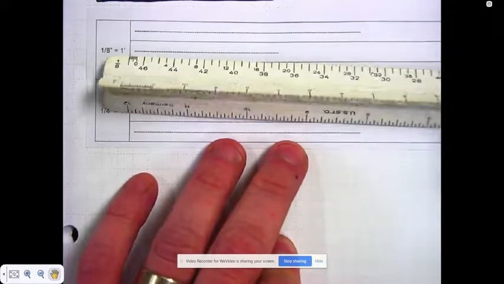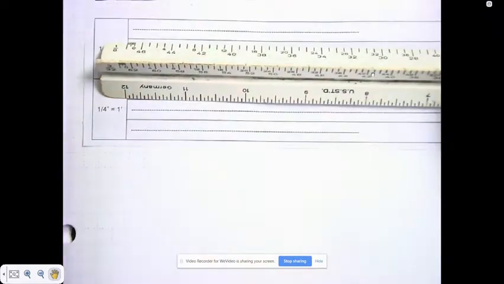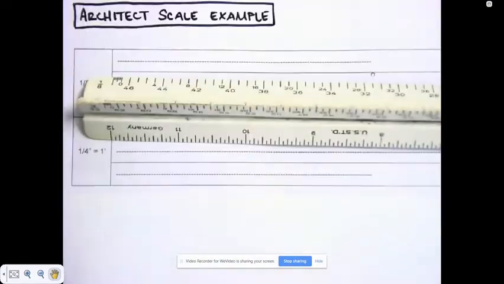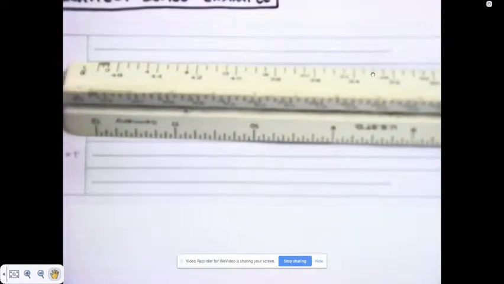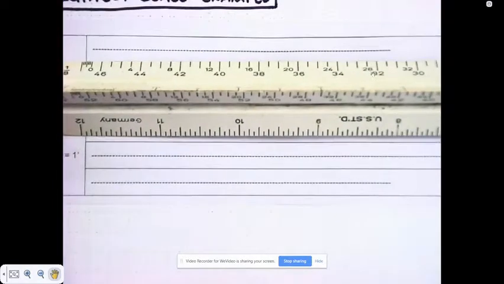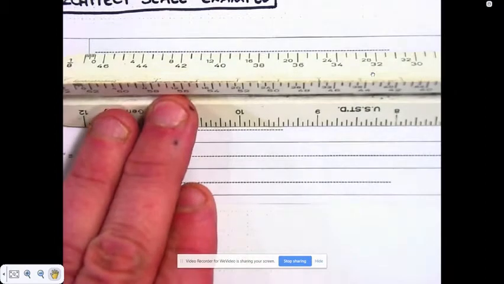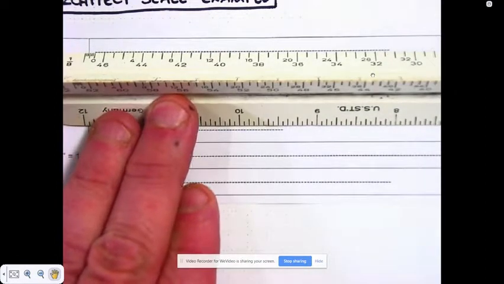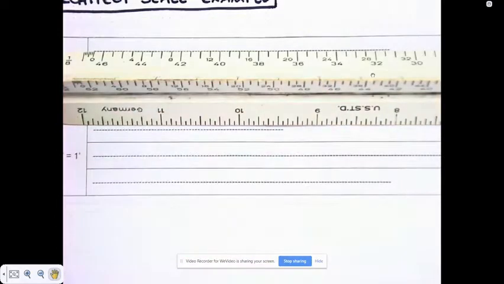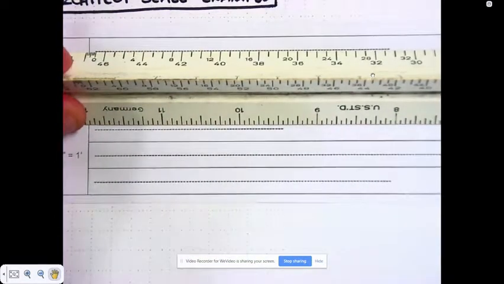And then we're going to practice measuring on these lines here. I'll zoom in a little bit so you can see. I'm going to start by putting the 0 at the end of that line. It's going to be important that when we're using the architect scale, we know what these numbers mean. The scale is telling us, if we're using a 1/8 inch scale, that 1/8 of an inch equals 1 foot.